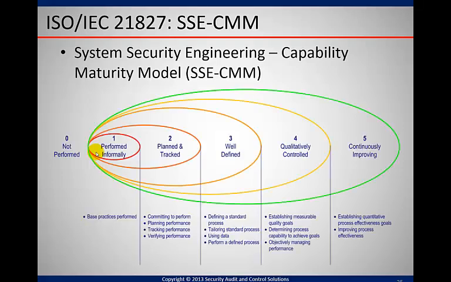Now, a little bit more on the software engineering capability maturity model. You look at this, where it's not performed right up to continuously improving. We have performed informally, level 1, planned and tracked, well-defined, level 3, quantitatively controlled, level 4, and finally the last level is continuously improving. Now, you can look at this and actually look at your organization, and for the benefit of the exam coming up, see if you can actually identify in your environment what the differences are.